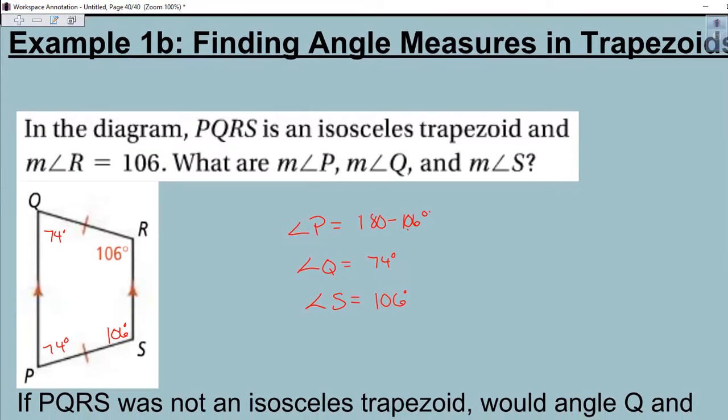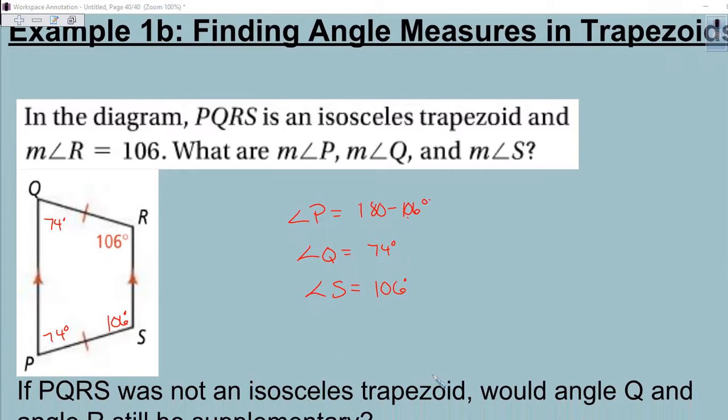So now, if this was not an isosceles trapezoid, would angle Q and angle R still be supplementary? Well, no matter what, anytime we have parallel lines and a transversal, we're going to create special angle pairs. So these are going to be same side interior angles whether or not the legs are congruent. Which means the answer is yes, they're still supplementary because, like I said, they are same side interior angles.